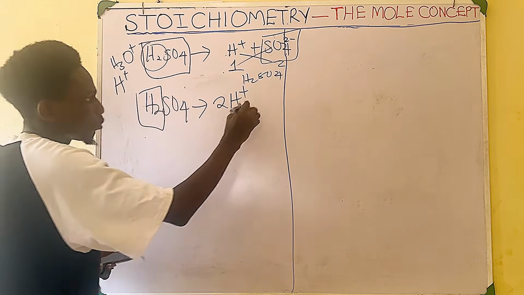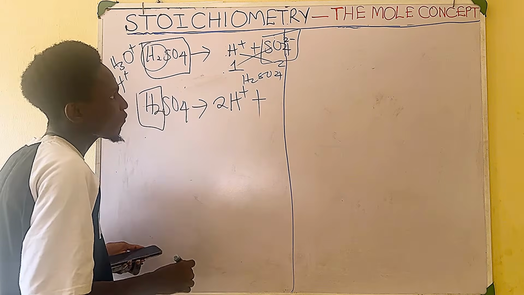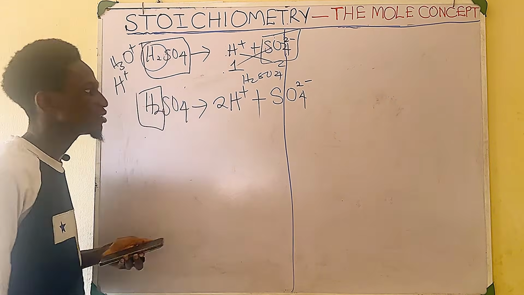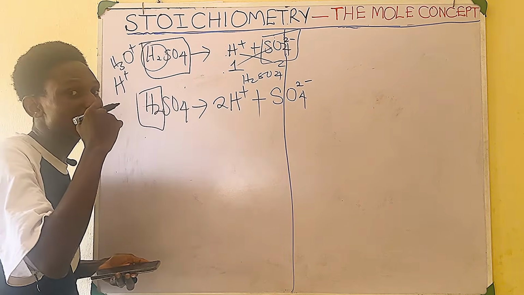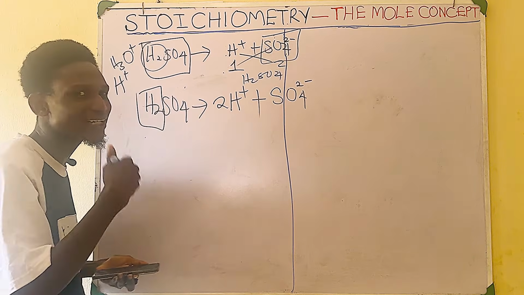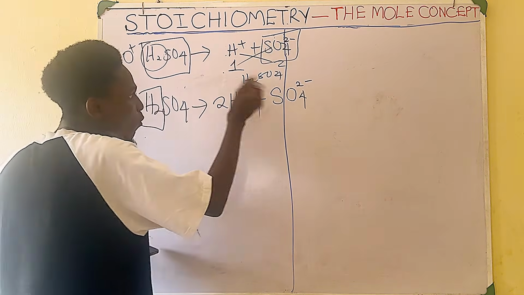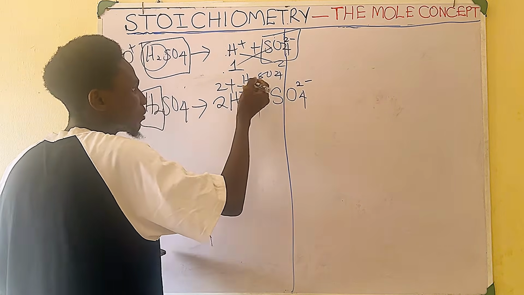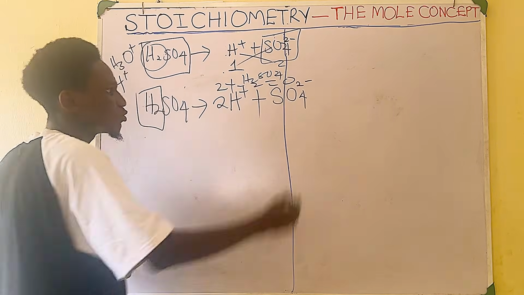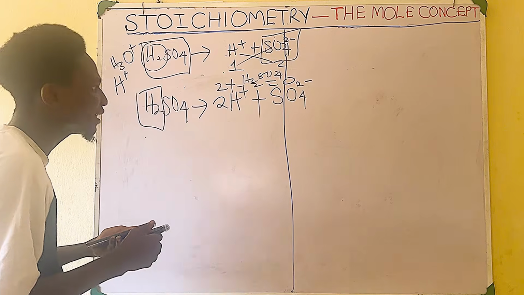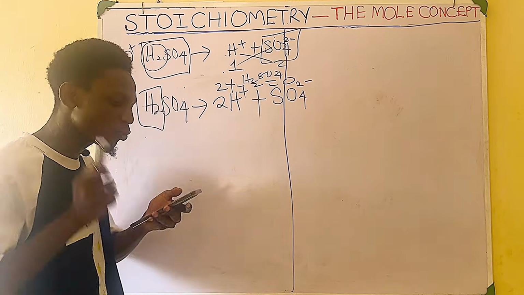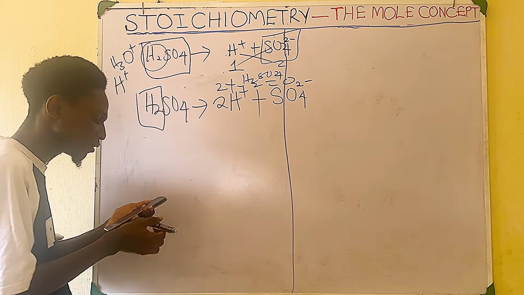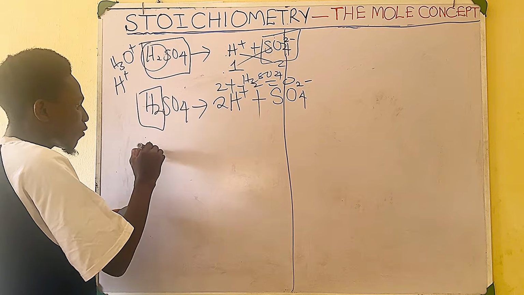So we have 2H+ and SO4. Remember that the ion in SO4 is 2-, because the charge is balanced. I told you that the chemical formula is electrically neutral. 2 plus minus 2 is 0, so this compound is electrically neutral. So when you ionize, it gives you 2H+ and SO4 2-. And the question is, what is the number of hydrogen ions present in a solution containing 4.9 grams of tetraoxosulfate 6 acid? Number of hydrogen ions.